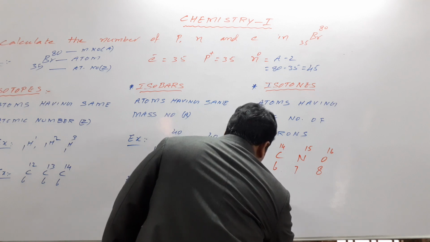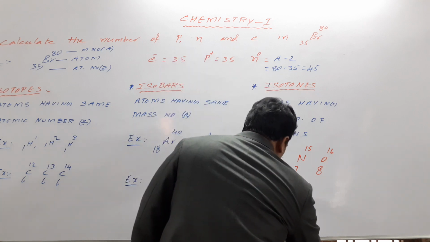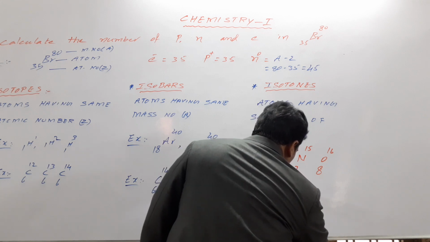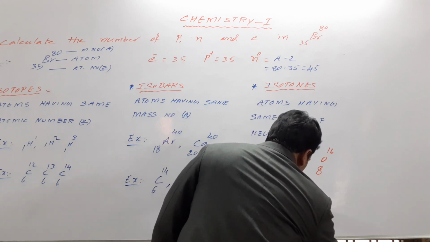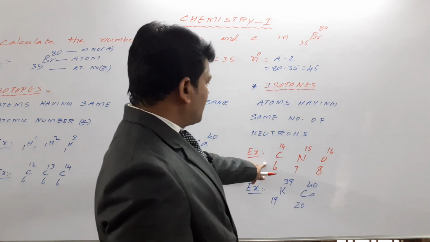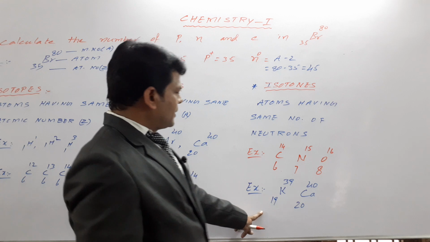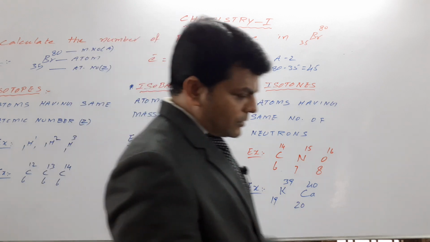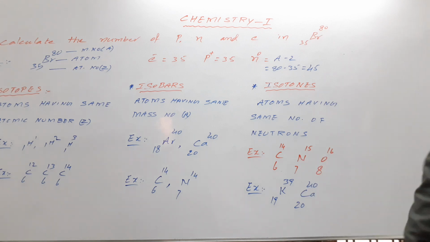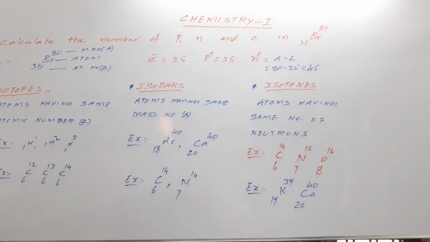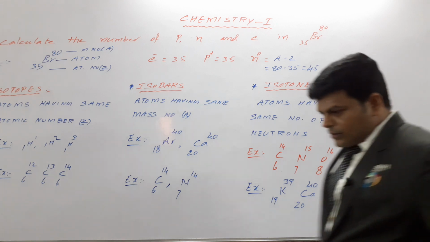Potassium 19, 39, calcium 20, 40. Here number of neutrons is 20, here number of neutrons is 20. So these are nothing but isotones. Write down, isotones.